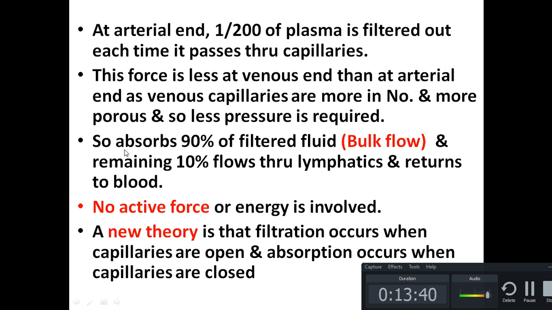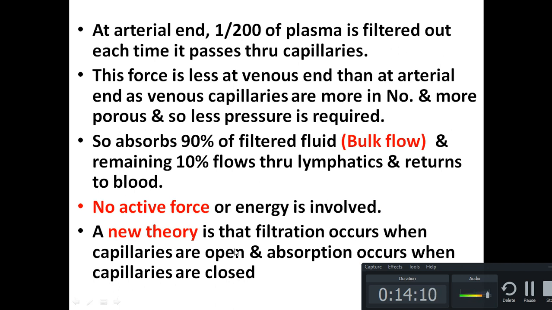This absorption at the venous end accounts for about 90% of the filtered fluid. That means 90% of the filtered fluid is again reabsorbed at the venous end, whereas the remaining 10% flows through the lymphatics and eventually returns to the bloodstream. The important thing is that no active force or energy is involved in this process of filtration and reabsorption.